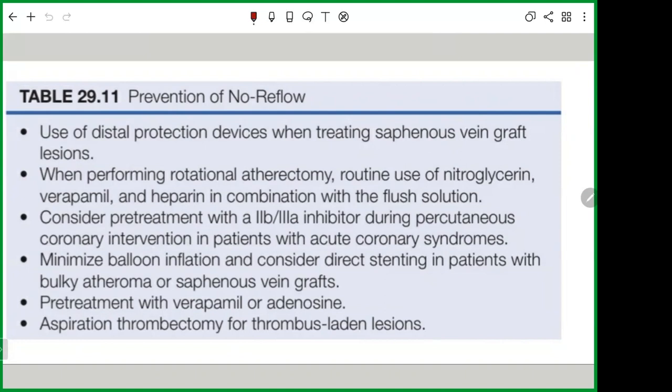And another is GP2B3 inhibitors during the PCI, or before or during the PCI. Minimize the balloon inflation. Direct stenting is preferred. Pre-treatment with verapamil or adenosine for the prophylactic intracoronary dilators. Aspiration thrombectomy for the thrombus-laden lesions.